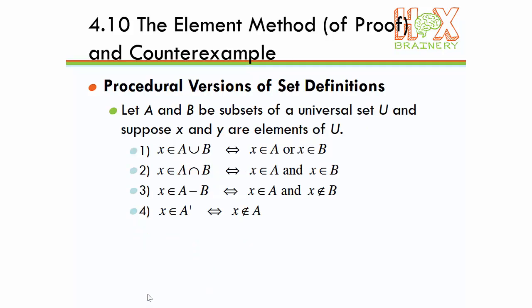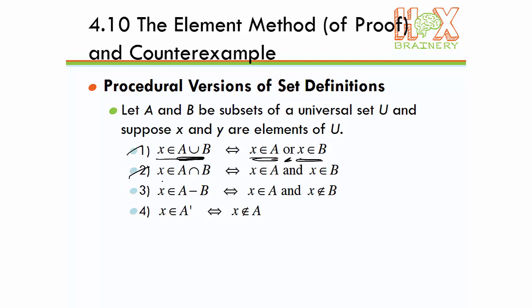Here are some procedural versions of set definitions we've gone over previously. We're going to let A and B be subsets. We're going to let U be the universal set, and we're going to suppose that x and y are elements of your universal set. The first one here: if x is an element of A union B, that means that x is in A or x is in B. Remember, union, we interpret as or.